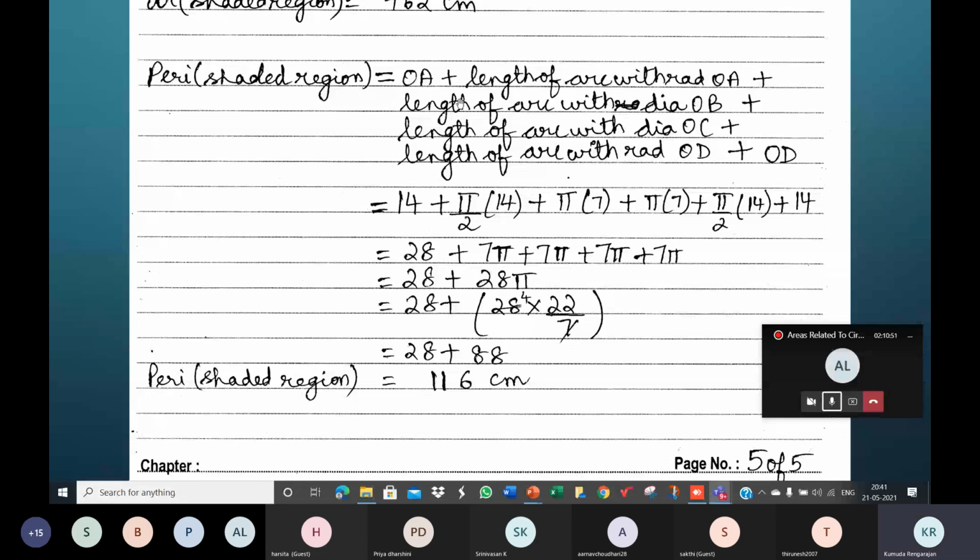Yeah, children, so you can see it here. OA plus length of the arc with radius OA, this description, and then you don't have to write this. You can also use symbols. You can use a symbol for the arc. You can even write it in short using symbols.